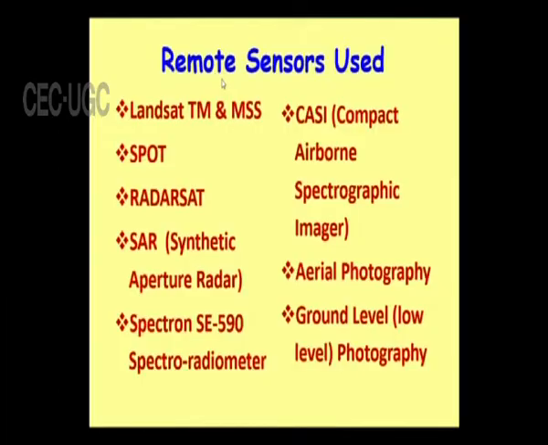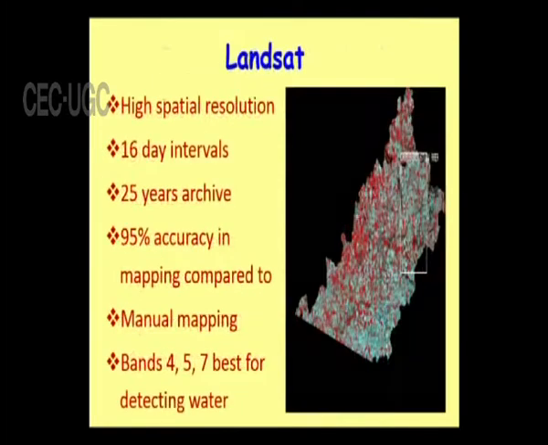So, the active and passive both are possible, and now the remote sensors used, there are so many technologies available: the Landsat, the SPOT, the RadarSat, the SAR, synthetic aperture radar, and Spectron. All these are different kinds of satellites available for remote sensing, and also the aerial photography, the ground level, low level photography. Photography is also one kind of remote sensing. And now, let us see the images.